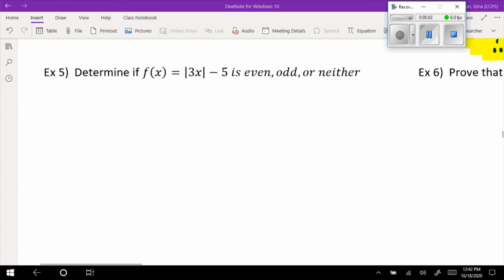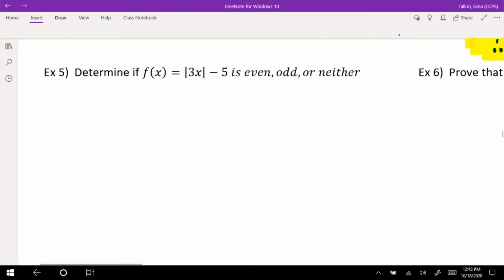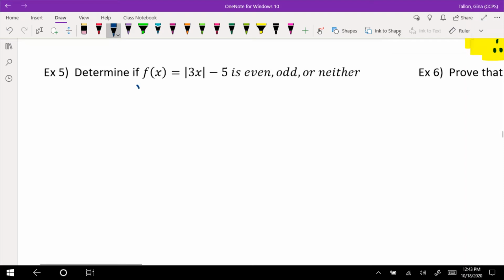Okay, moving on to example 5. Determine if f of x equals the absolute value of 3x quantity minus 5 is even, odd, or neither. So step 1 is always the same. Everybody does the same thing for step 1 all the time, I hope. Input a negative x. This is going to be the absolute value of 3 times my input minus 5, and my input value is negative x.